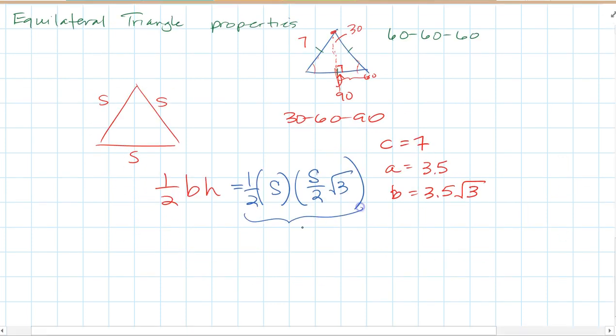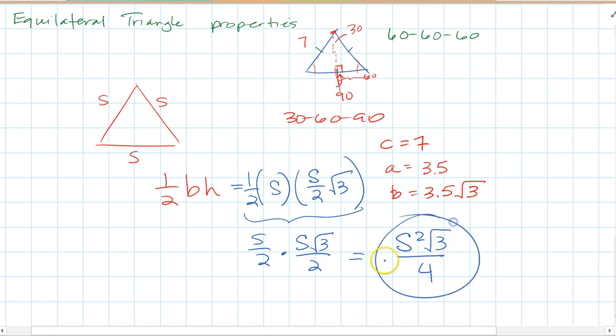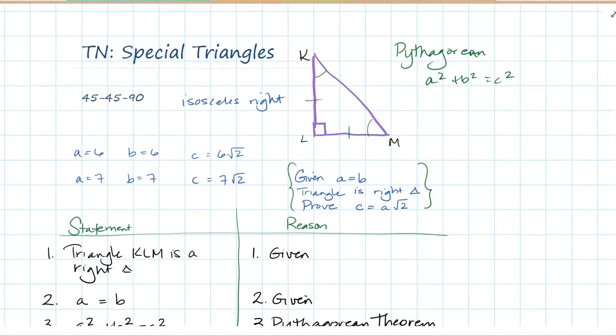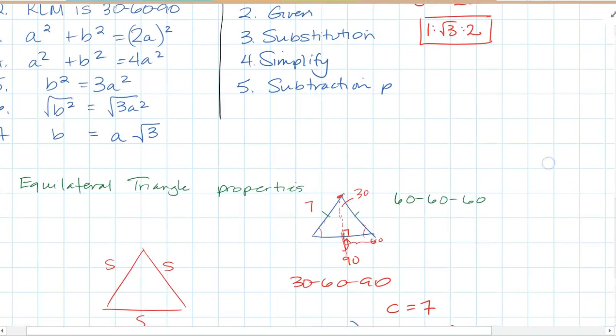Let's crunch this and put it together. So that's S over 2 times S root 3 over 2. What I'm getting is S squared root 3 over 4. And that is true for every single equilateral triangle in the entire world. S squared root 3 over 4 is the area of an equilateral triangle, with S being the side length. So you do want to know this, and you do want to know these things too. Not only for our geometry course, but these are rich for SAT problems.